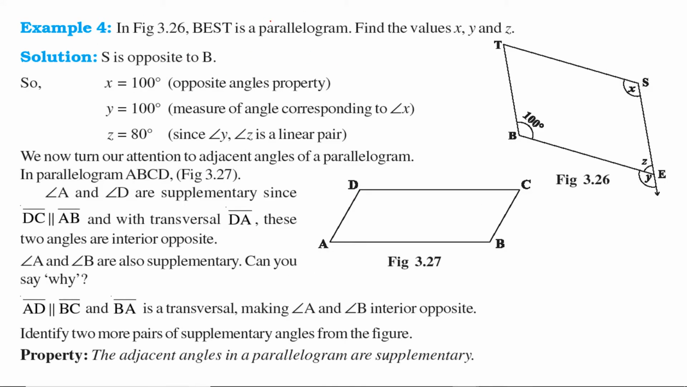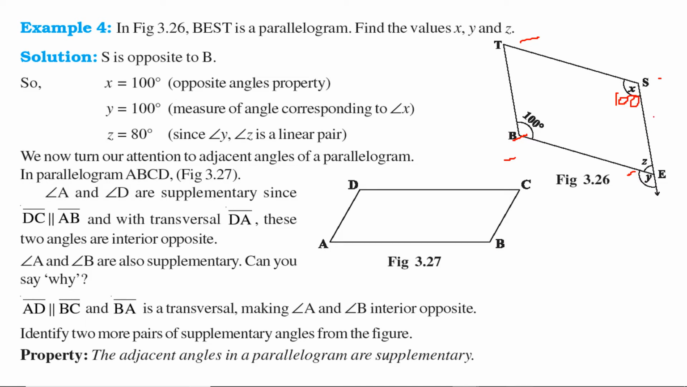Let us take an example. In this we have BEST. This is B, this is E, this is S, this is T. This is a parallelogram. Find the value of X, Y, Z. So what we have to do here is quite simple. First of all, this is 100, and we know that opposite sides of a parallelogram are equal. This is 100, this means this is also 100.